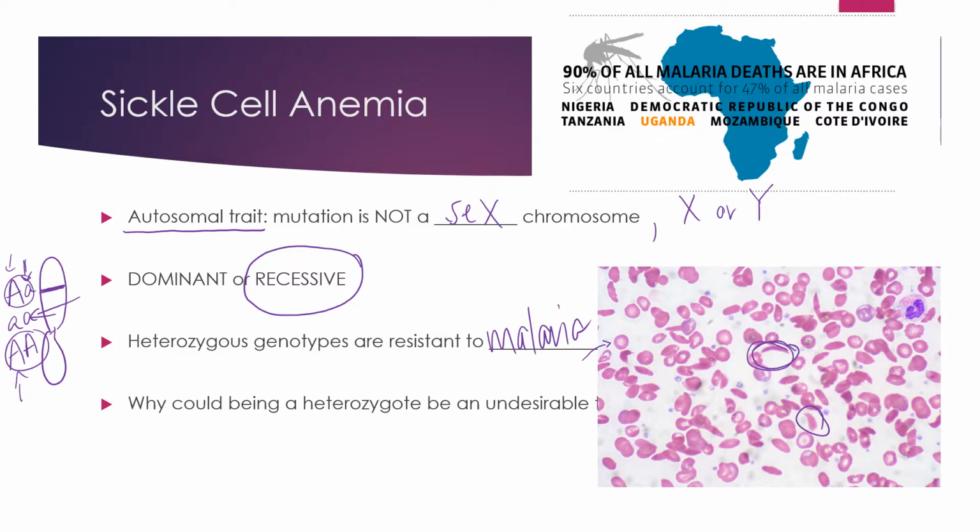A few treatment methods would be a blood transfusion for sickle cell anemia. And individuals that have sickle cell anemia usually have a shorter lifespan due to this faulty hemoglobin and these misshapen erythrocytes, or red blood cells.